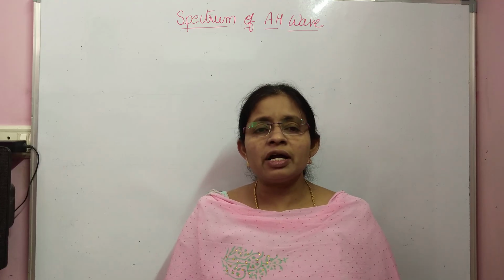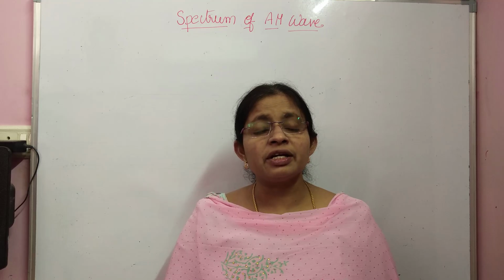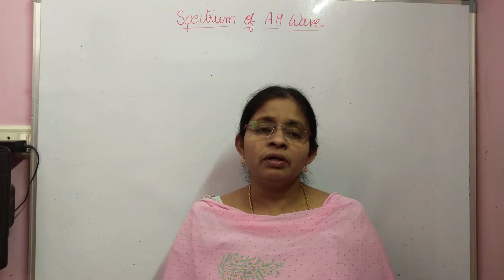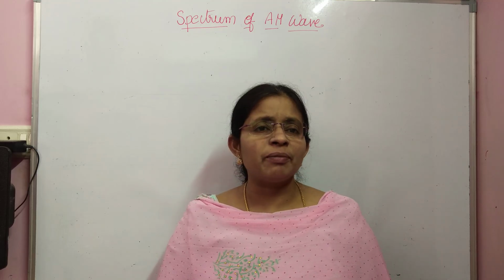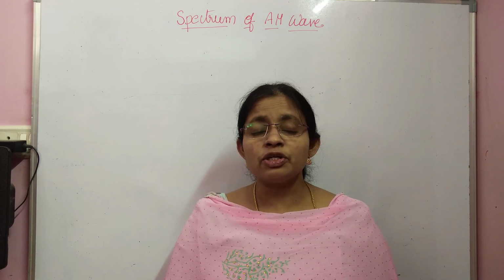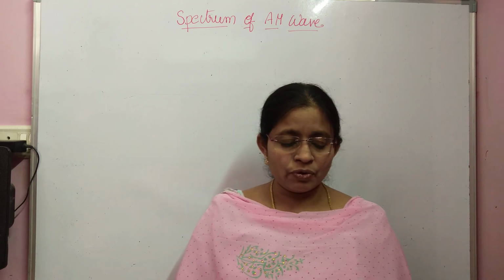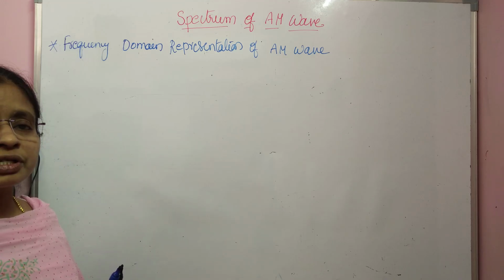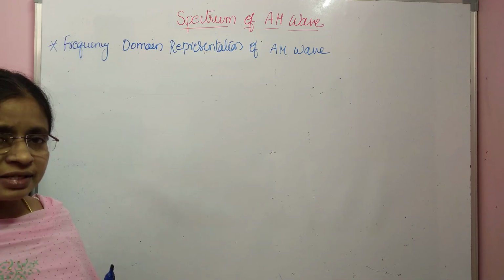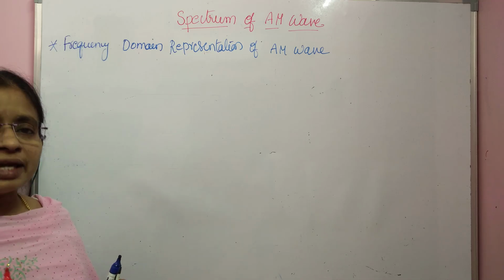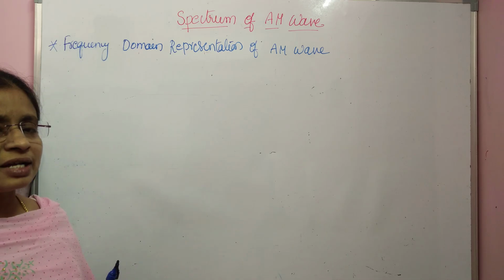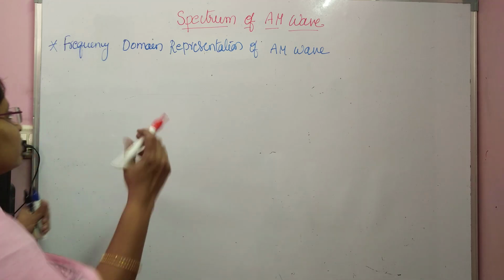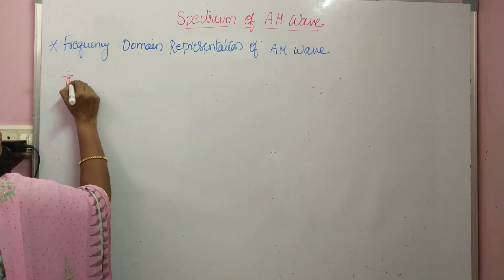In the last video I explained the time domain representation of the AM wave. This is the spectrum of AM wave, which is nothing but the frequency domain representation of AM wave. What is the time domain representation? The time domain representation is s(t) = [x(t) + Ac] cos(ωc t). I'll write the time domain representation.